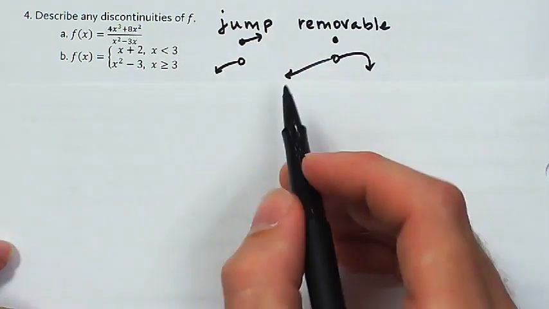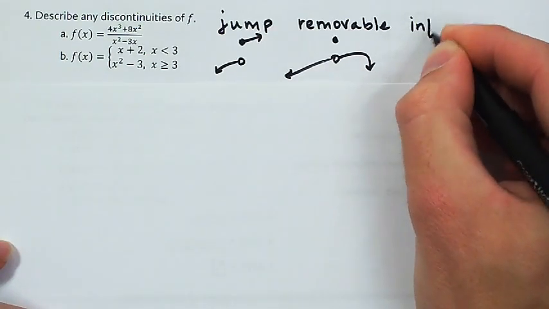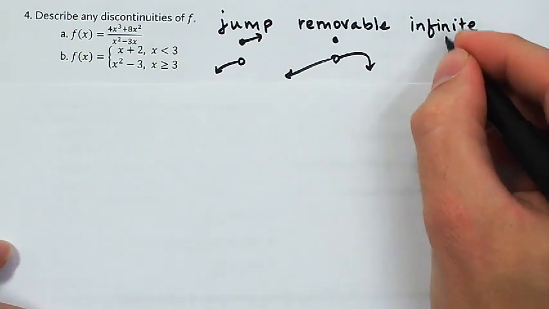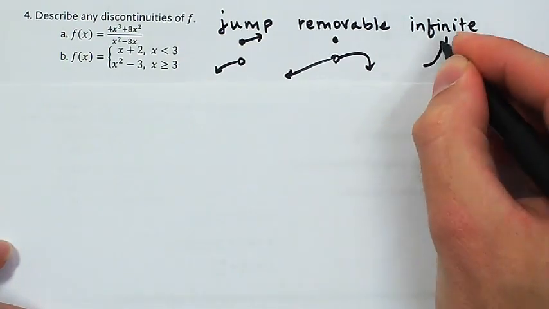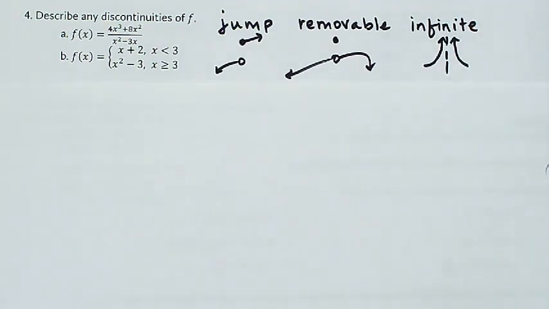All right. And there's another one. There's an infinite discontinuity, which is just a fancy word for a vertical asymptote. So I might say, I usually draw it like that, because that can happen sometimes, like a vertical asymptote.